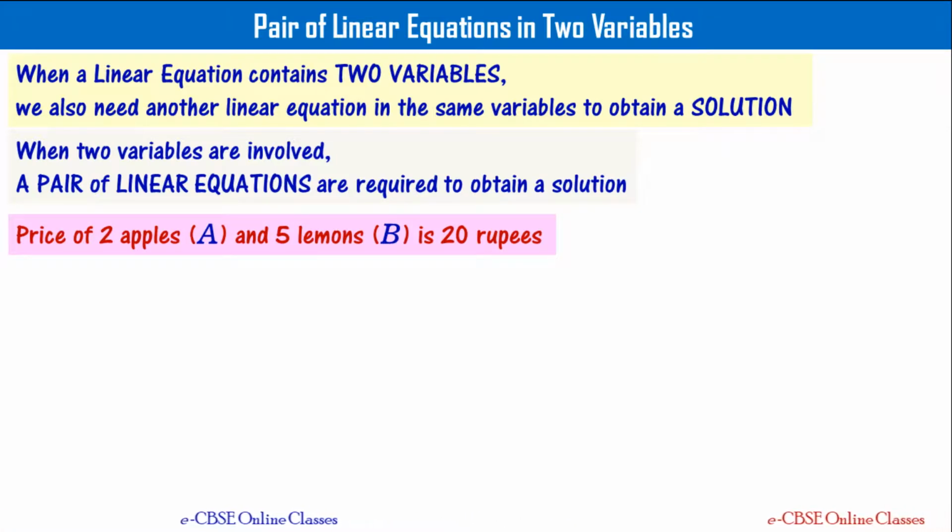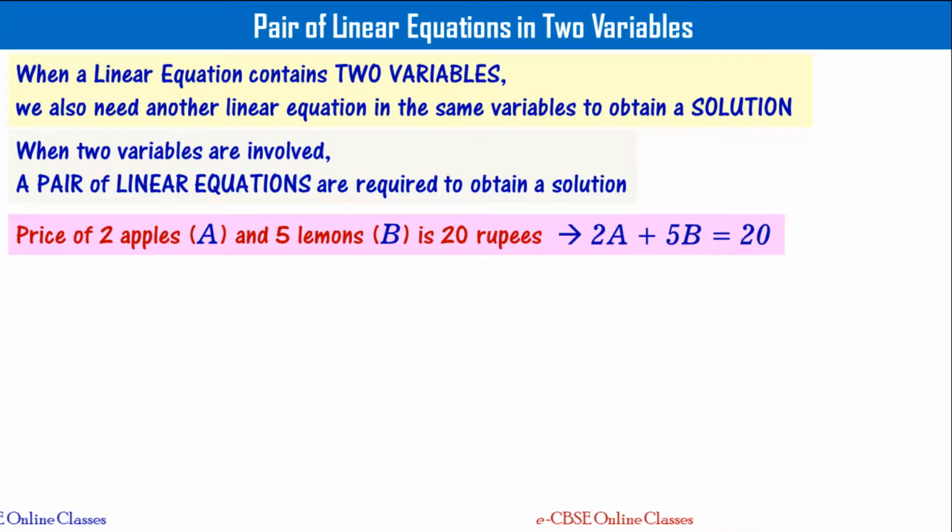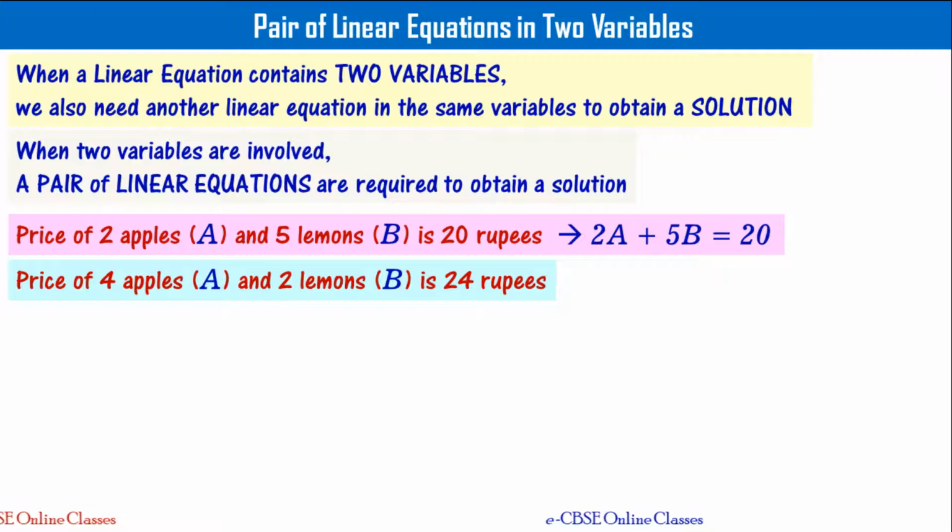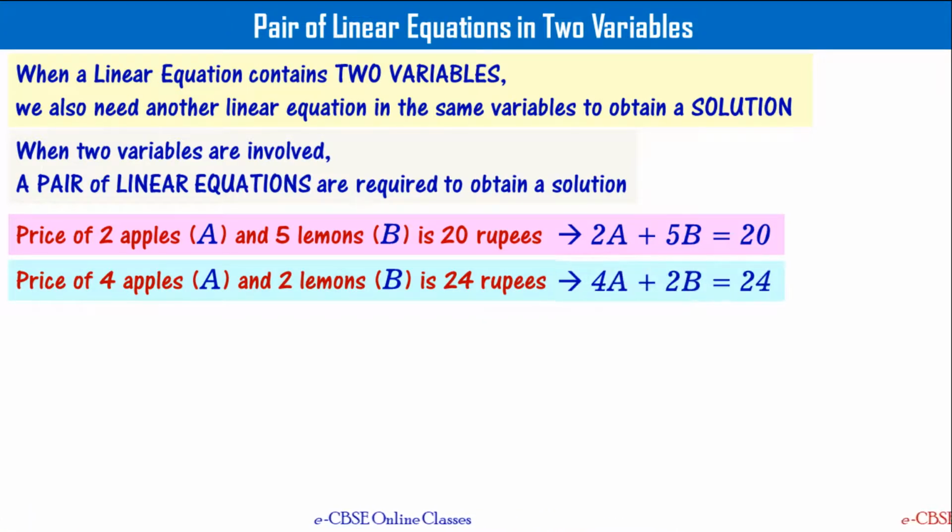For example, you are given a statement like price of 2 apples and 5 lemons is 20 rupees. That can be expressed as 2a plus 5b equal to 20. This alone cannot give you any idea about price of apple and lemon. Whereas when you have another equation that says that price of 4 apples and 2 lemons is 24 rupees, that can be represented as 4a plus 2b equal to 24. You are talking about a specific price per apple and a specific price per lemon.